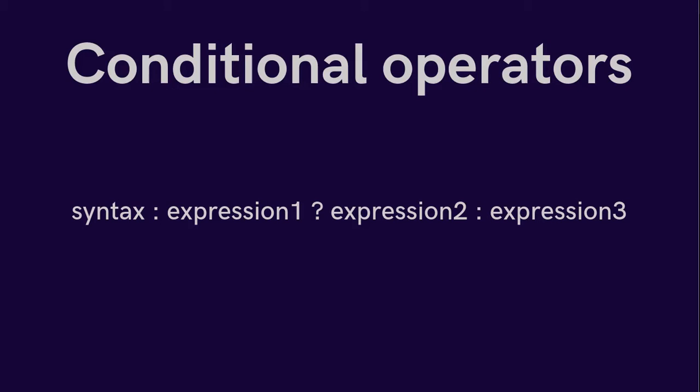In expression 1 we are going to place the condition like a greater than b or whatever condition you can think of, and then if the condition is true, that means that expression 1 is true, then only expression 2 will be executed, and if expression 1 is false, then expression 3 will be executed. And we can use nested conditional operators as well. Now let's see how we can implement these conditional operators in our Java program.